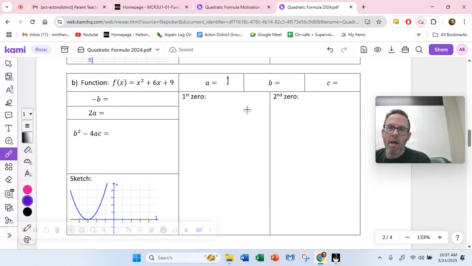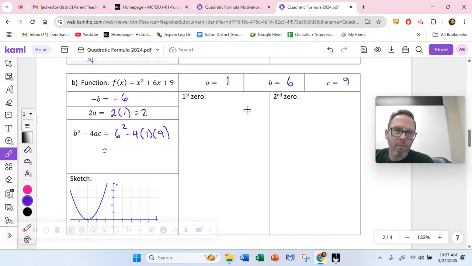Here we go. a is 1, b is 6, c is 9, so negative 6, b squared minus 4 times 1 times 9. Did you guys get 0 for b squared minus 4ac?